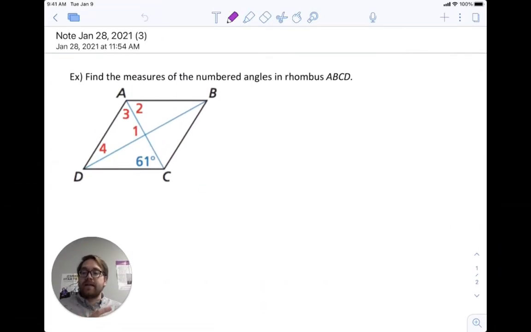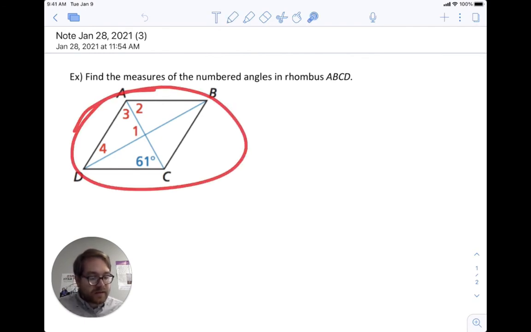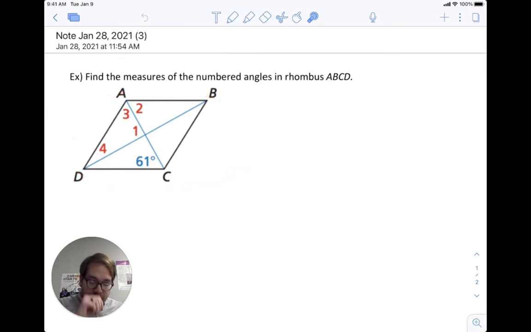So let's look at one example where we put these properties of special parallelograms into use. This is an example where we're just focused on a rhombus. You can look at your notes for another example for a rectangle. So if we're looking at this figure here, we have this rhombus ABCD, and we're given one angle, actually one half of an angle, and then we're told to find the measures of all the other numbered angles here, 1, 2, 3, and 4. So we're going to use our properties of rhombus in order to figure out what these different angles inside of this figure are.